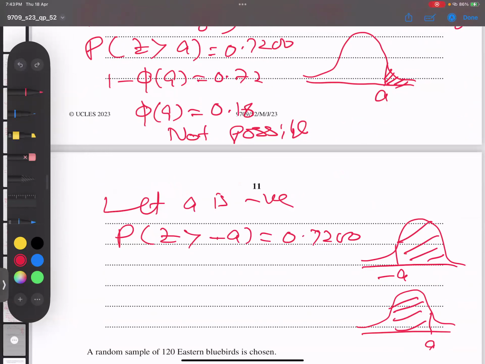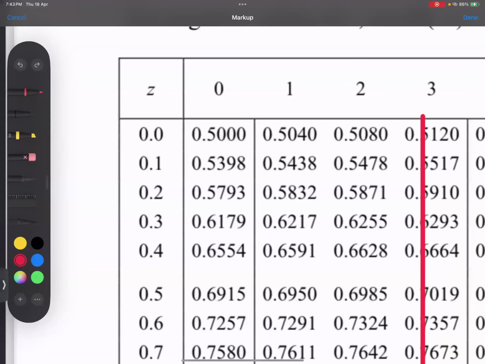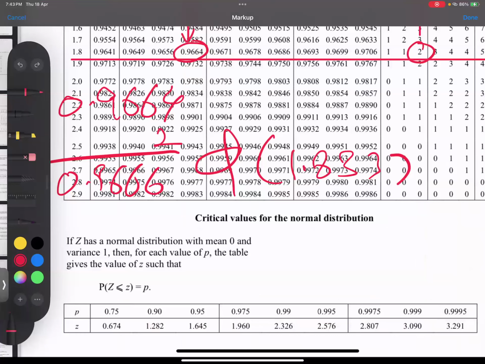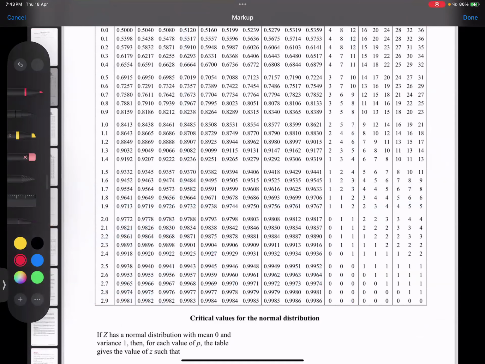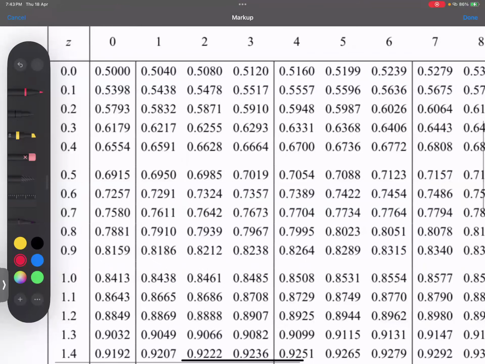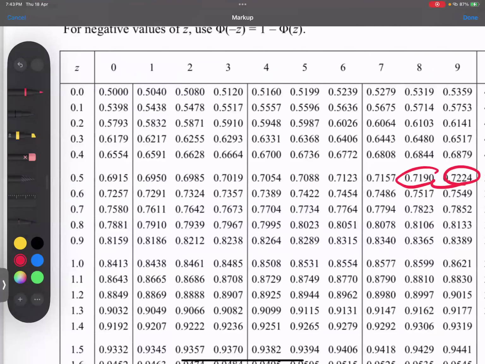And this left-hand side is called phi of a, and 0.7200. And you know, students, how to find 0.72? Now, first of all, check it. Do we have a 0.7 probability here? It is not given. So let's try to find 0.72. This is 0.71, but it's bigger. So I'm looking for 0.72. How to find it, students?